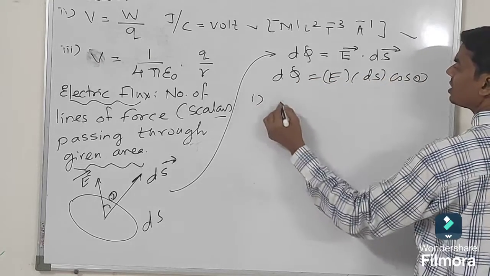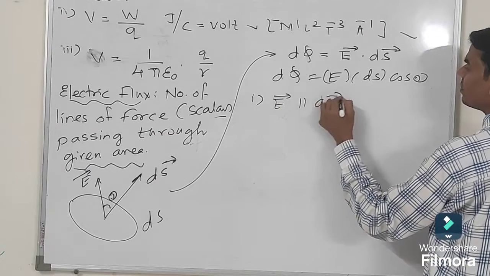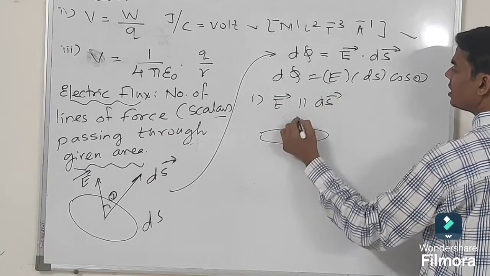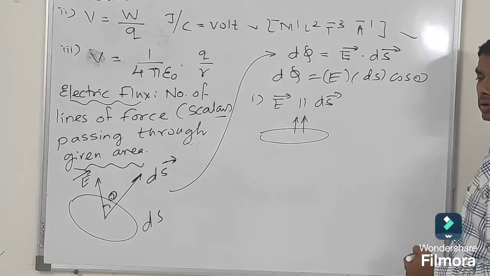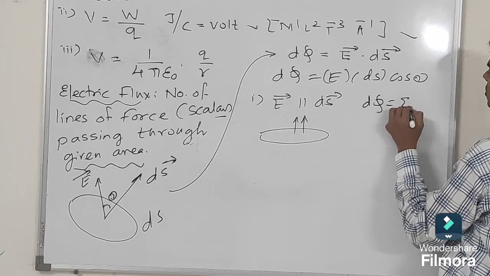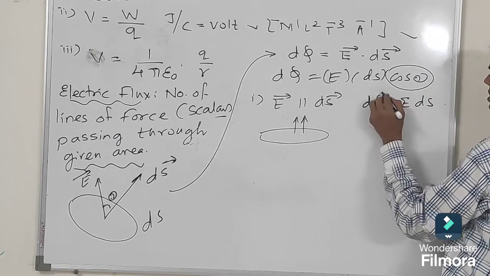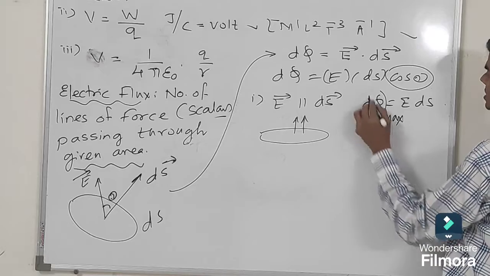Now there are two special cases. Suppose that electric intensity is parallel to ds bar. Electric intensity is parallel to ds bar means it is perpendicular to the surface. So theta is 0 and d phi is equal to E ds, because cos 0 is 1 and it is the maximum value. So we can have maximum flux here.